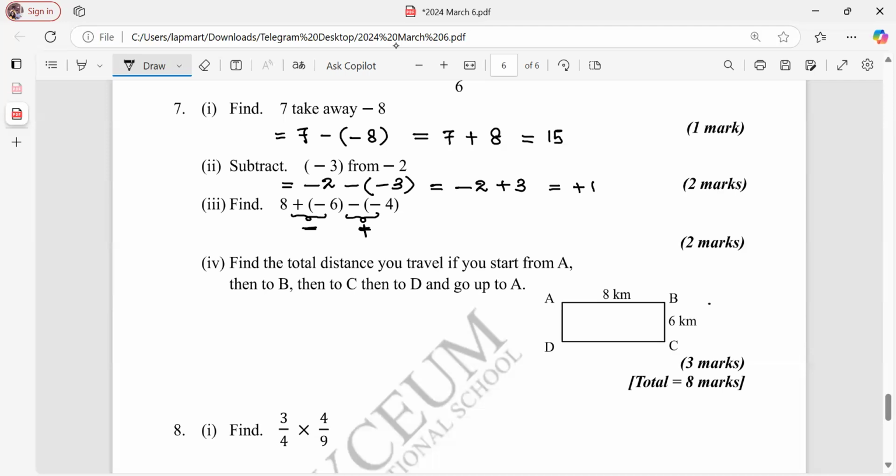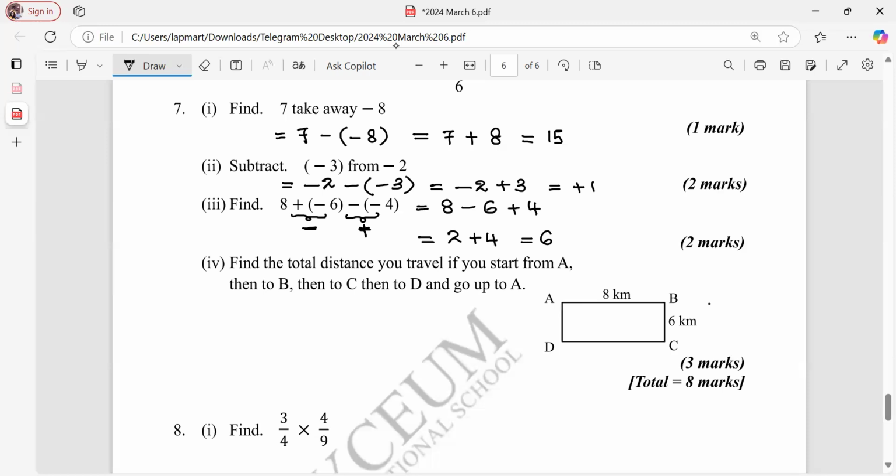I made a mistake here. Negative, it is positive, right? Positive, negative, it is negative. Negative, it is positive. So then you can rewrite the question as 8 subtract 6 plus 4. So 8 minus 6, 2. 2 plus 4, the answer is 6.